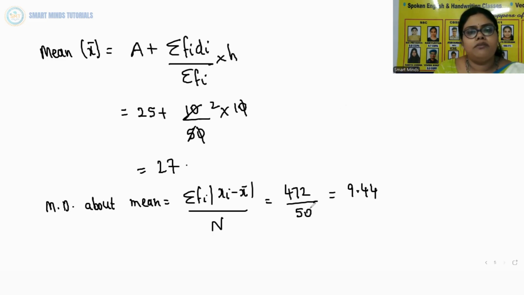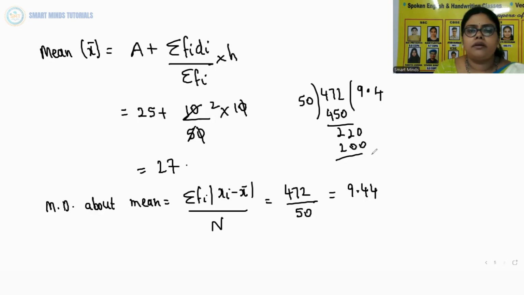I will show you the division how I have done. 472 divided by 50. 50 nines are 450. Remainder 22. Then take a point and take a 0. 50 4s are 200. Again 20. Because you have a point, we take another 0. Now 50 4s are 200. So that is how we got 9.44.